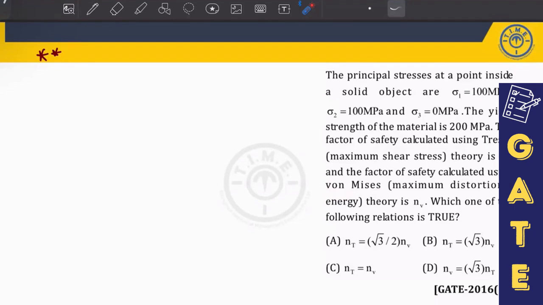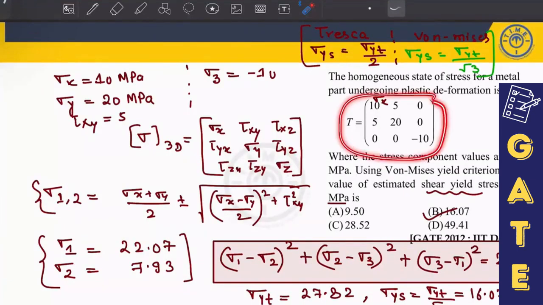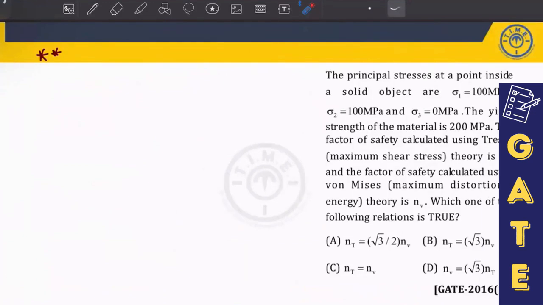The state of stress they have given sigma 1, sigma 2, sigma 3. Okay, I can frame one more question. Let us suppose instead of giving sigma 1, sigma 2 and sigma 3, I give you a particular state of stress, which is sigma x, sigma y and so on. First of all, you will calculate sigma 1 and sigma 2, and then proceed for the remaining part. But they don't want to test your numerical ability, they want to test your conceptual understanding. Okay, that's why they have given directly sigma 1 and sigma 2. Now you already know for the Tresca theory as well as for von Mises, just calculate the factor of safety and then find the relation.